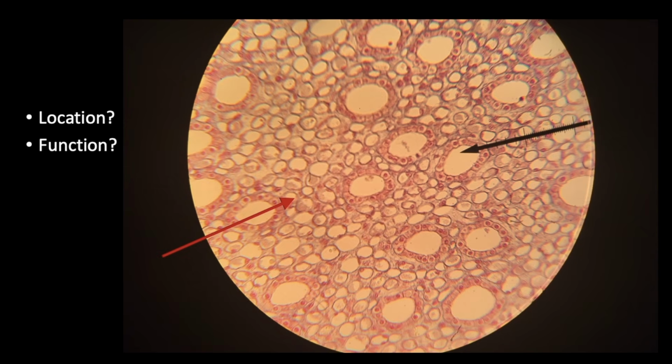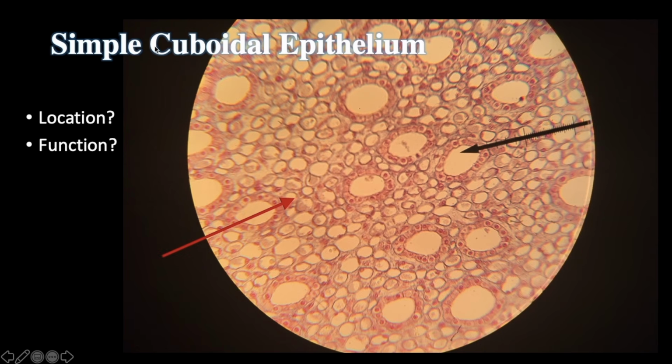This happens to be simple cuboidal epithelium. Simple because it's a single layer. Cuboidal because each of these cells is sort of boxy shaped.